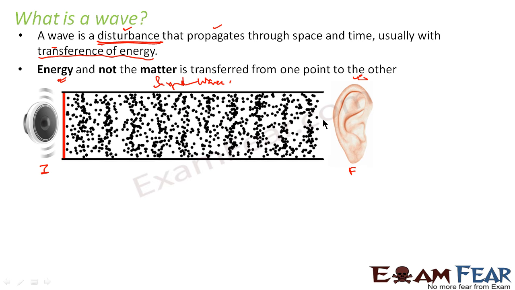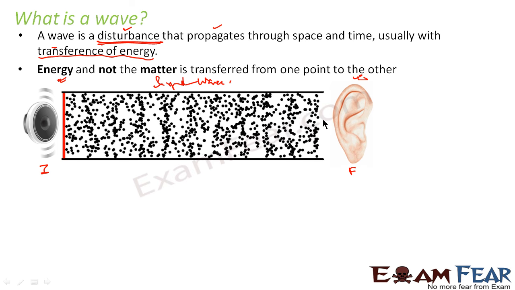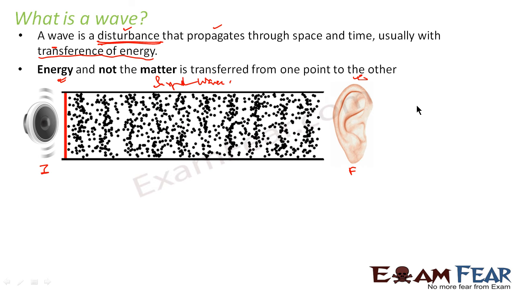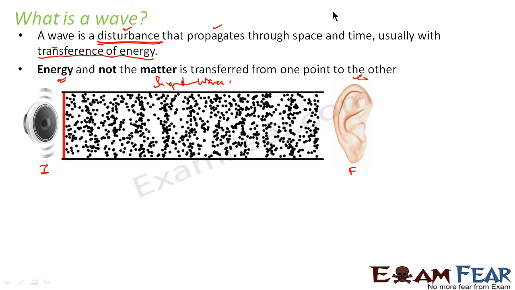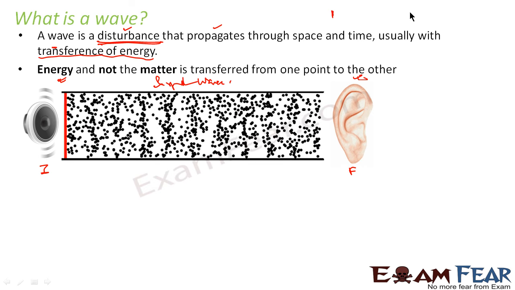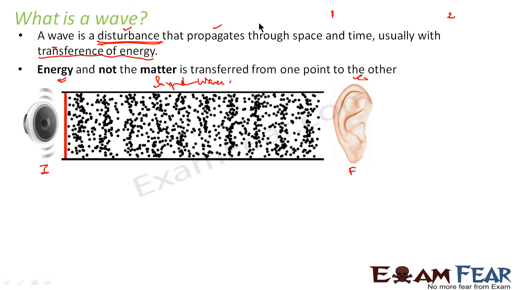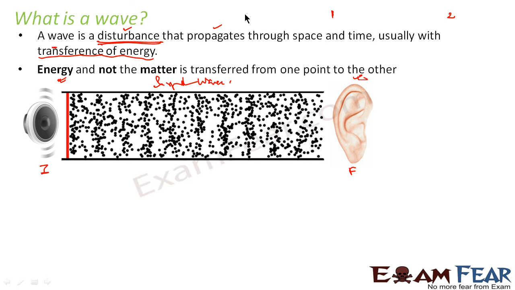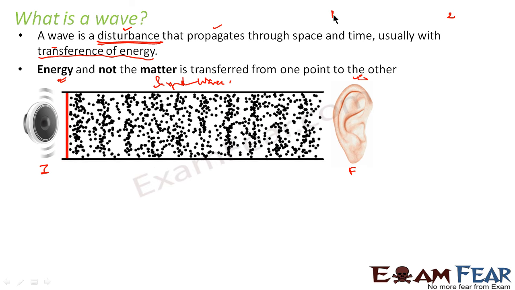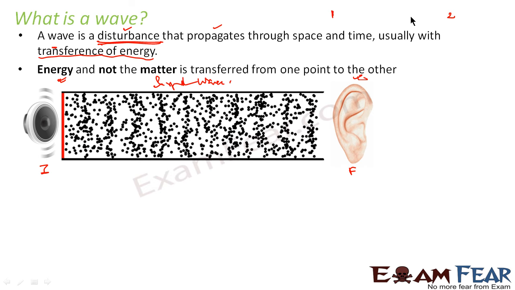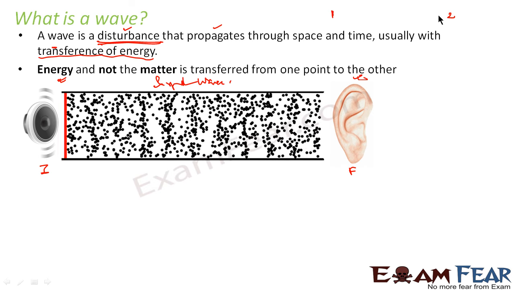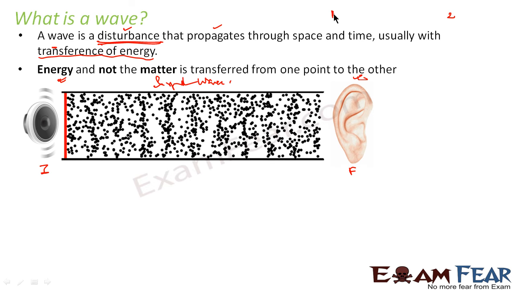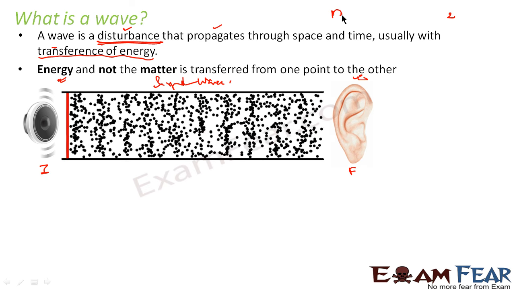But the particles of the medium do not move from one point to another. Let us suppose this is position 1, this is position 2. One boy is standing at position 1, another boy is standing at position 2. Now, in order to transfer something, either this boy can just walk off with that particular thing to the boy at point 2. The other way is you transfer this object to this point.